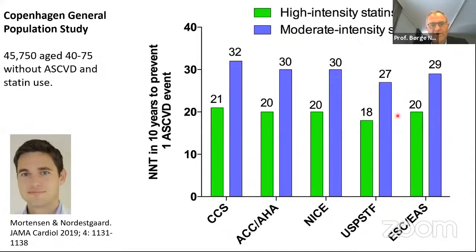In a third publication, Martin Mortensen could also show that if you look at the five different guidelines, how many do you need to treat for 10 years to prevent one atherosclerotic cardiovascular disease event? If you use high-intensity statins, it's approximately 20 persons you need to treat to prevent one event, irrespective of which guideline you follow.